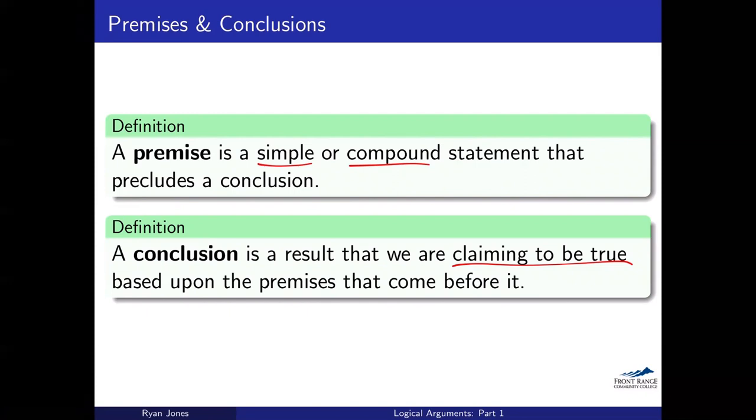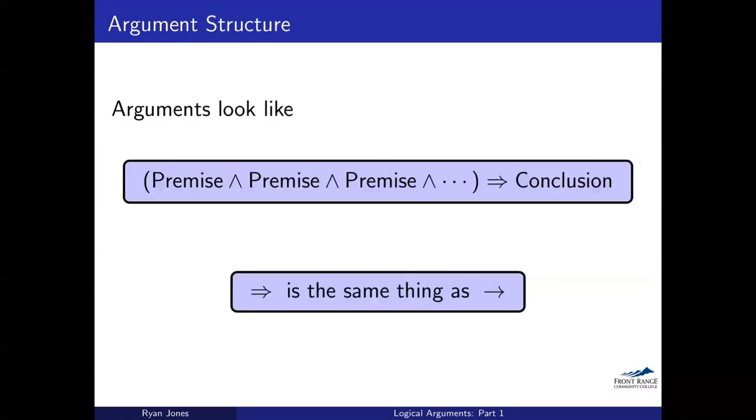So arguments will always be in this sort of format. We're going to start off with a bunch of premises. You're going to have a premise and a premise and a premise and another premise and maybe another premise. You might have a lot of them, but all of that is in an if-then with this conclusion. So let's use an example there. I could make an argument.